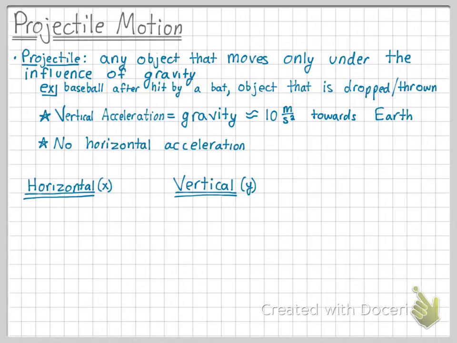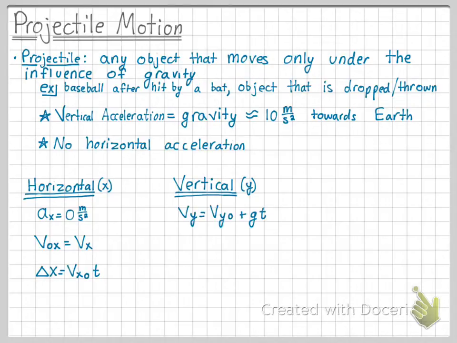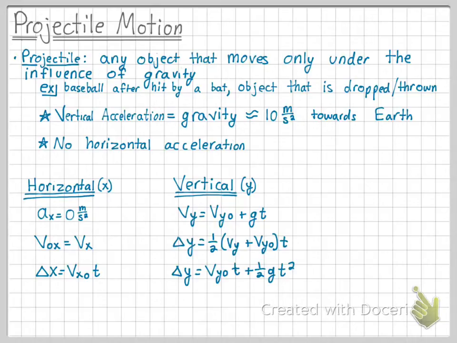First, since there's no acceleration in the x direction, the final and initial velocities in the x direction will be equal to each other. And since they are equal, we can apply our constant velocity equation to the x direction. In the vertical direction, we have a constant acceleration, which is gravity, so we can apply our constant acceleration equations.